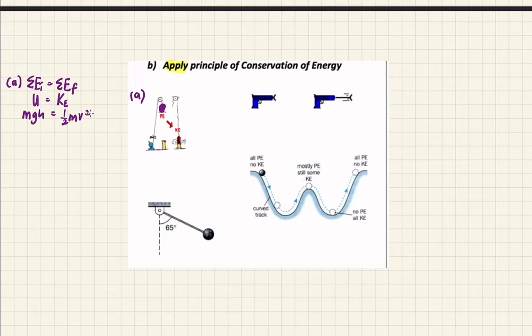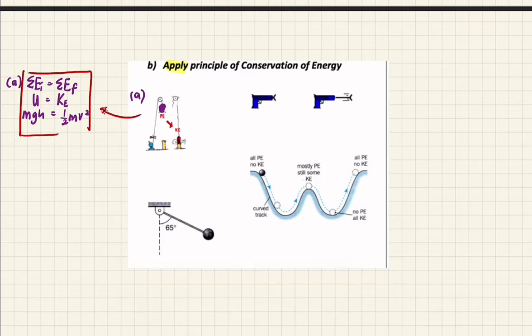Maksudnya you tahu initially dia ada energy apa dan energy itu transferred kepada apa. So if it's a question, then akan ada nilai lah. You boleh masukkan nilai dan cari apa yang you nak cari. Okay, so this one is for the first case. Case yang pertama, yang ini.